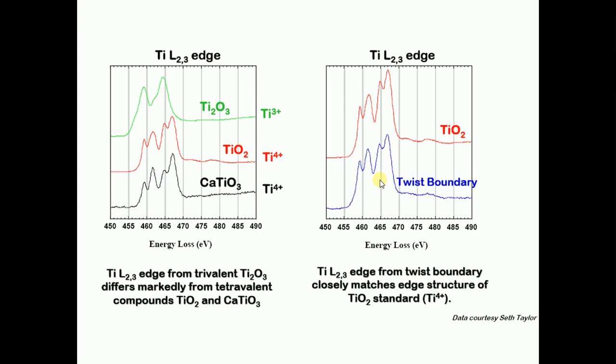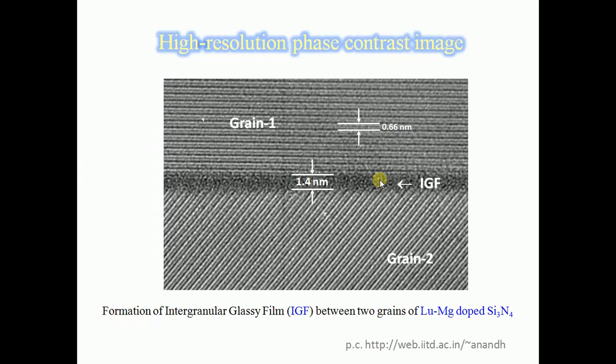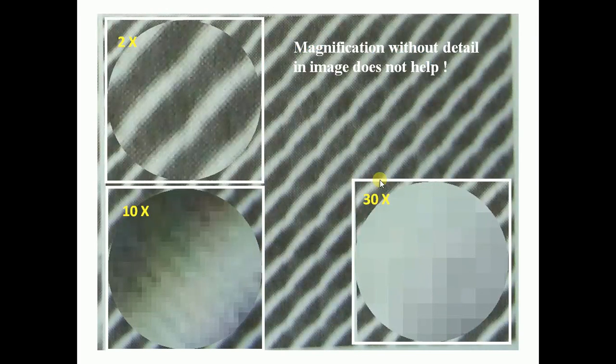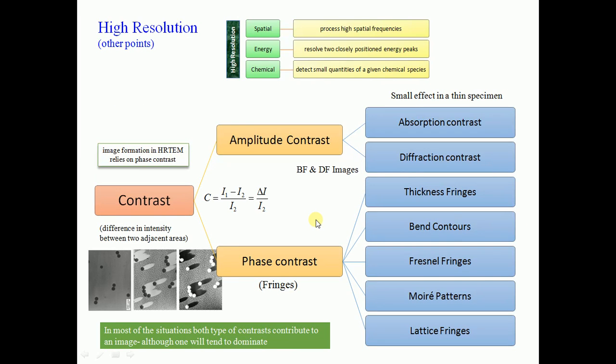And then came the EELS. The last aspect of my lecture is high resolution transmission electron microscopy. When I say high resolution transmission electron microscopy, I mean high spatial resolution, high energy resolution, and high chemical resolution.